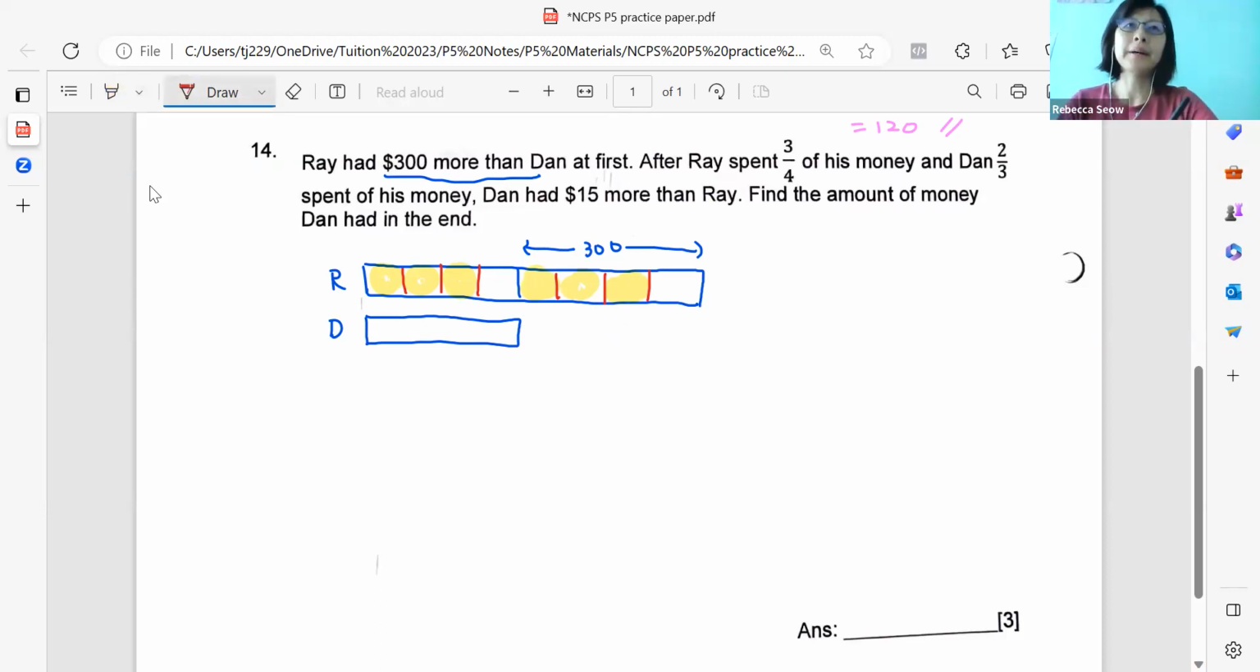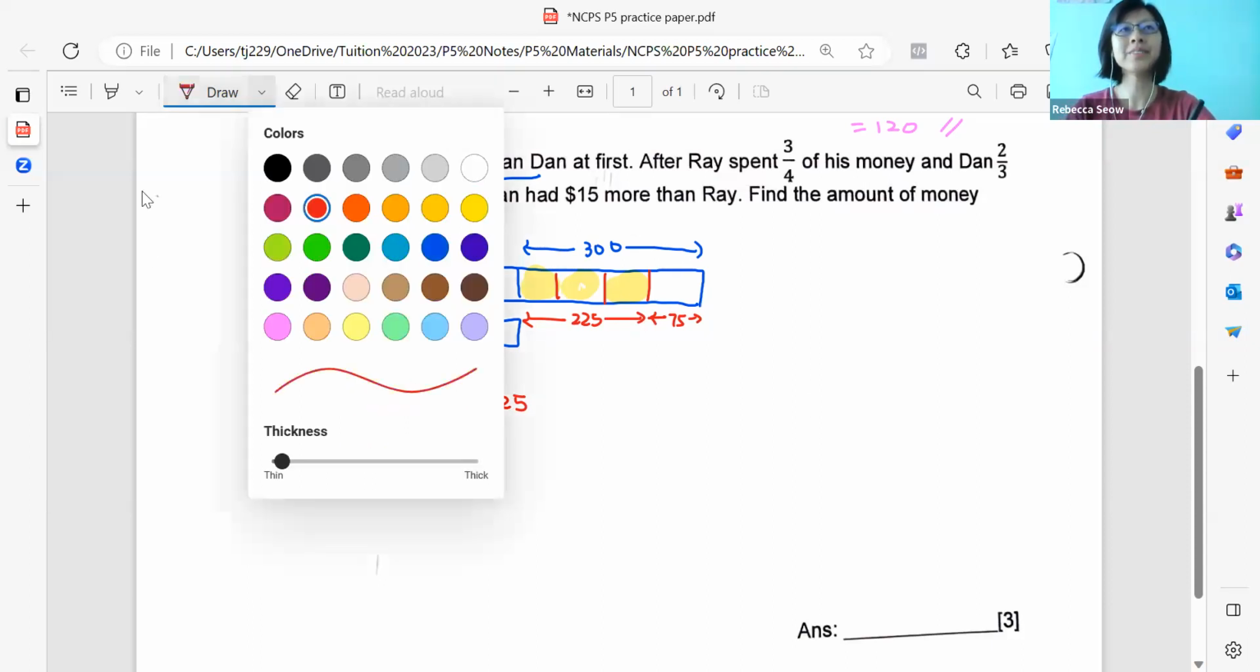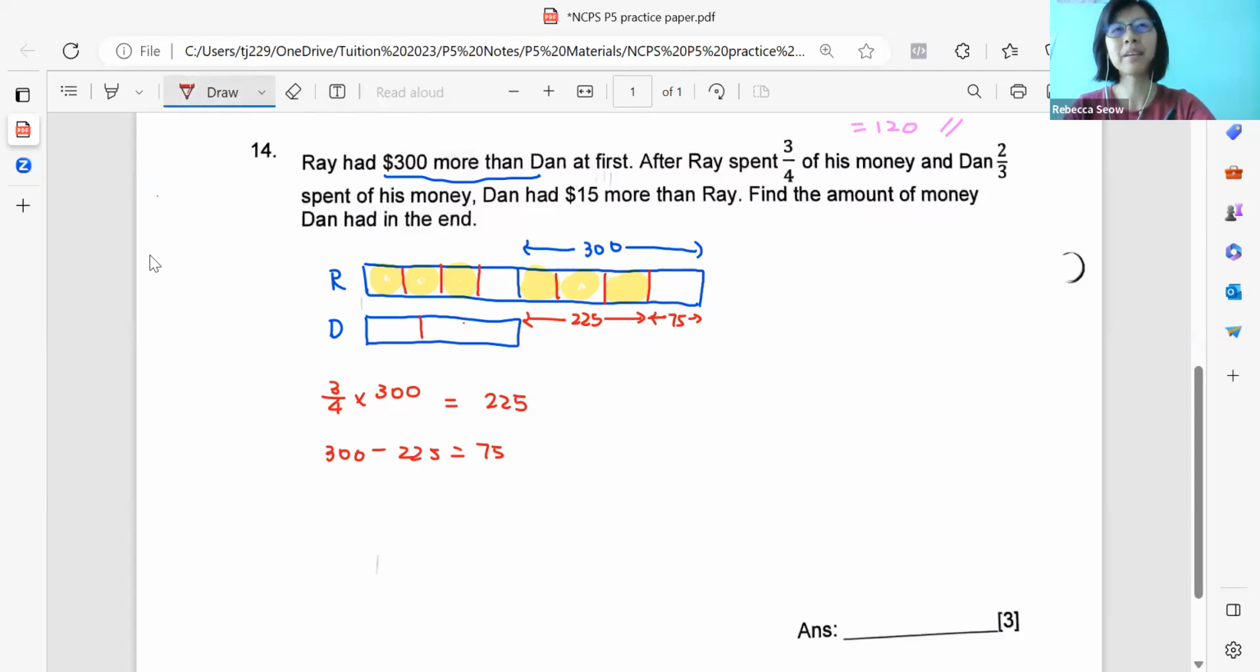Now, let's find out what 3/4 of $300 is. If you do a multiplication of 3/4 of 300, that would give you 225. And the remainder would be to subtract 225 from 300, that is 75. Okay, now we're settled with Ray. We move on to Dan. Dan spent 2/3 of his money. So whatever he has, we are going to subdivide it into 3 units, and out of the 3 units, we shade 2 that are gone.